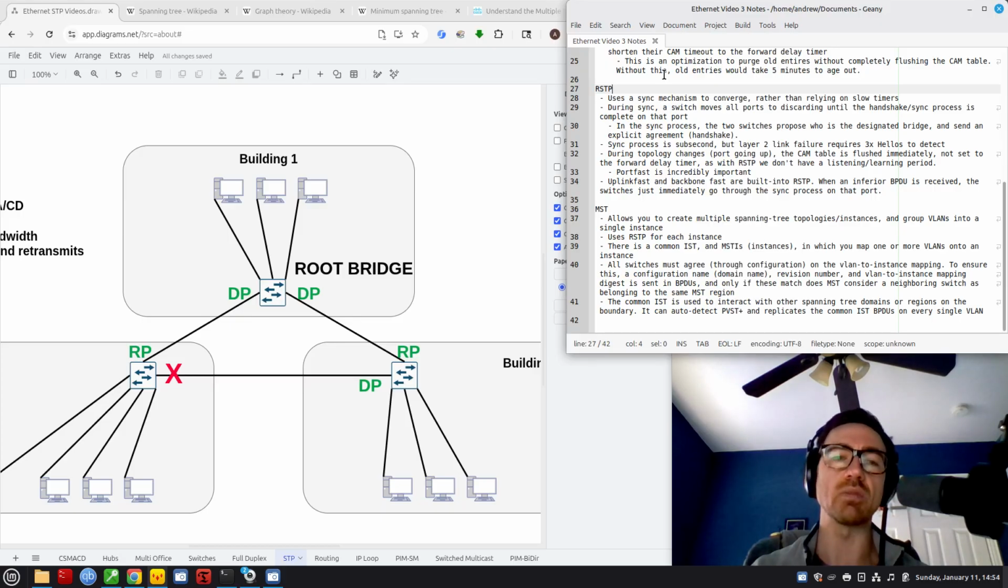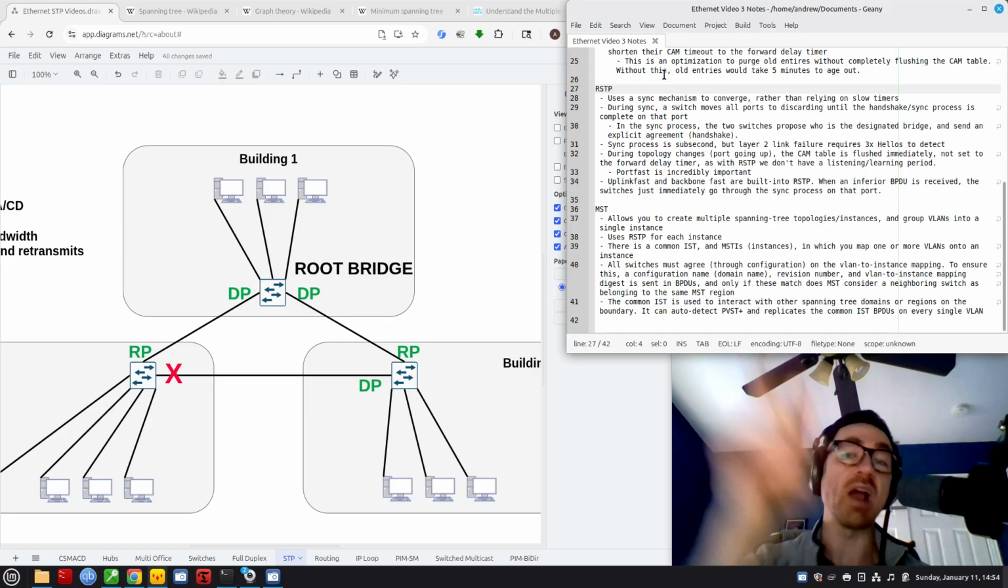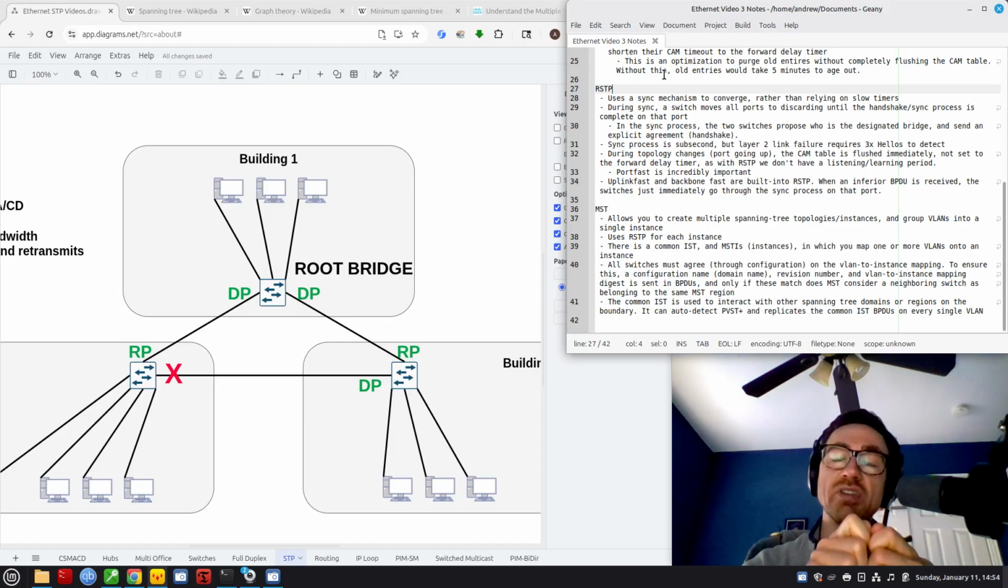So during this process, when a switch detects that there's a better root bridge, it says, I'm the root bridge, and the other switch says, no, actually, I'm the root bridge. So then this switch says, wait, I'm not in sync. There is actually a better root bridge, and it's not what I thought.